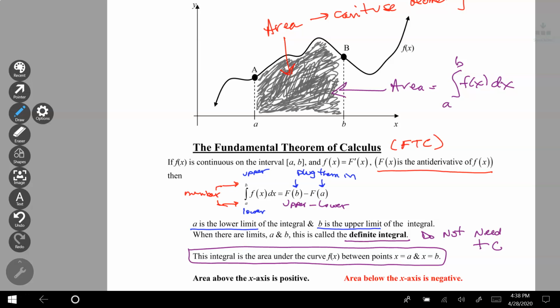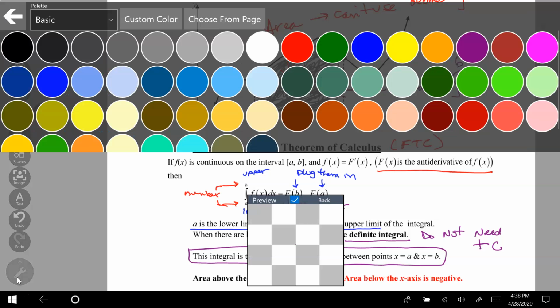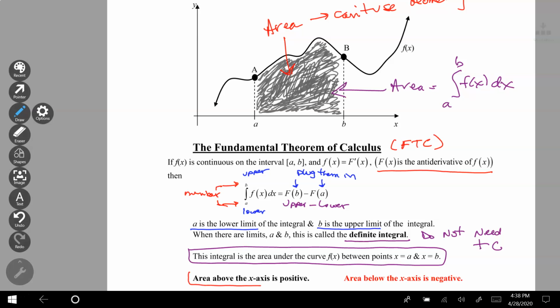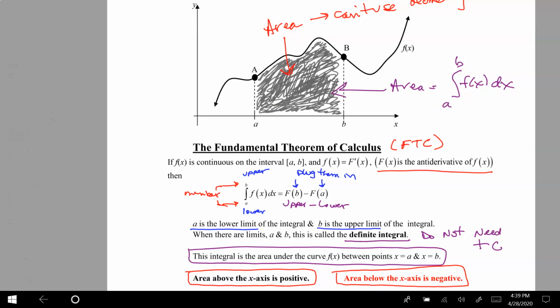Now, just like we talked about velocity and acceleration, everything has direction. Area above the x-axis is positive area, and area below the x-axis is called negative area. We will deal with things with negative area. So today we're going to be working again with antiderivatives, but now we're going to be plugging numbers into our definite antiderivative and doing the upper limit minus the lower limit. We'll do some examples now.